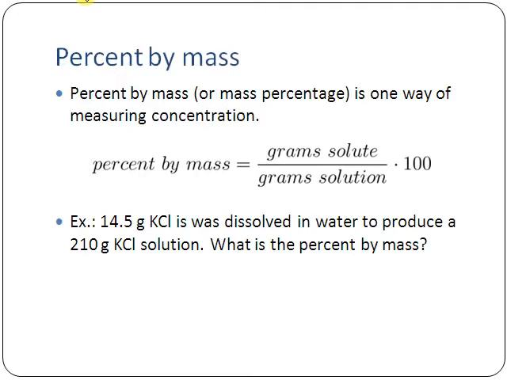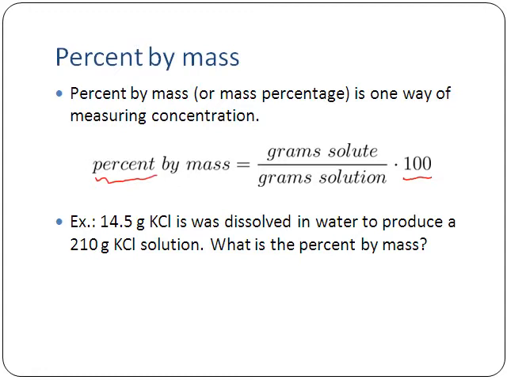Percent by mass, sometimes called the mass percentage, is one way of measuring concentration. The equation is this: percent by mass is equal to the number of grams of solute divided by the number of grams of solution, times 100. We have that times 100 because this is a percent, and so we need to multiply by 100 to get into percent form. Let's take a look at an example here.